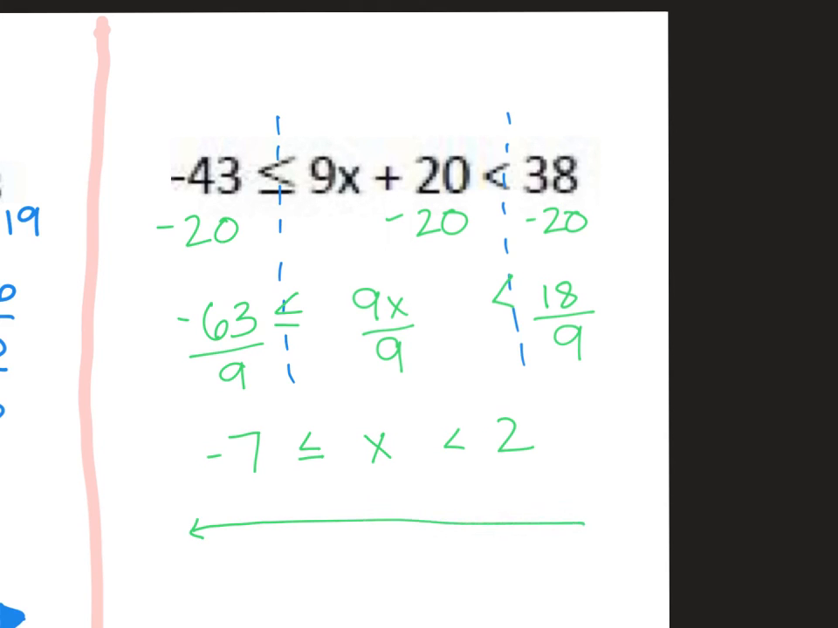And let's look at the graph of this. I'm not going to fill it all in. We've got a closed dot here at negative 7. And negative 7 is less than x, but x is less than 2, so we've got to stop at 2. So we've got an open dot on 2 and a closed dot on negative 7, and x lives in between here. So that is how we solve AND.